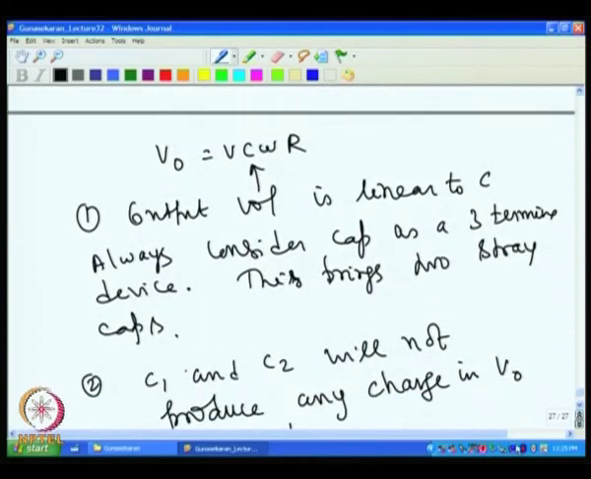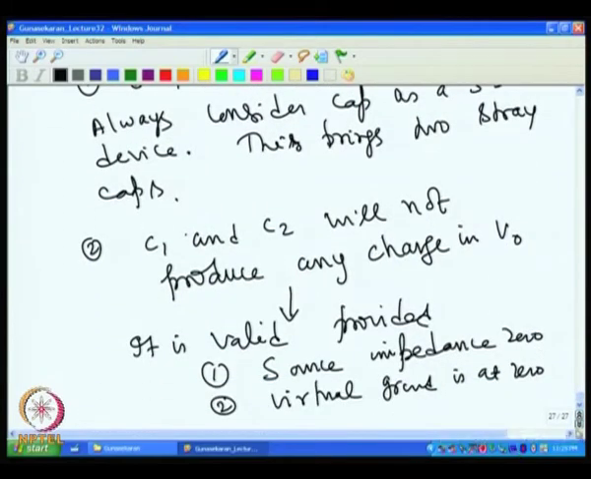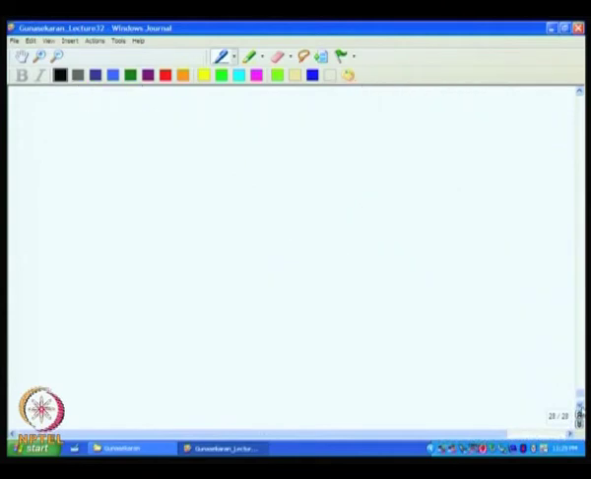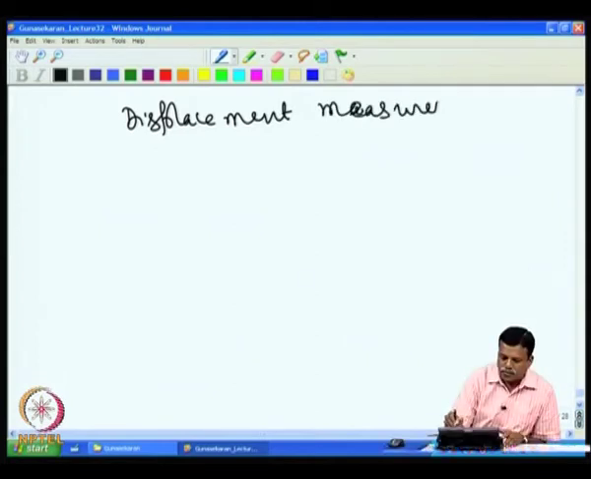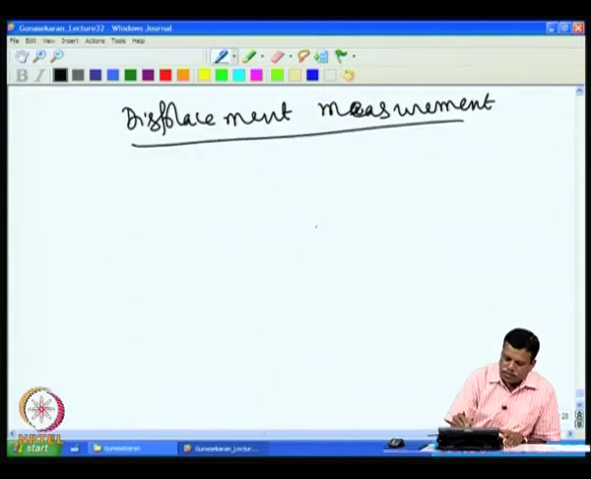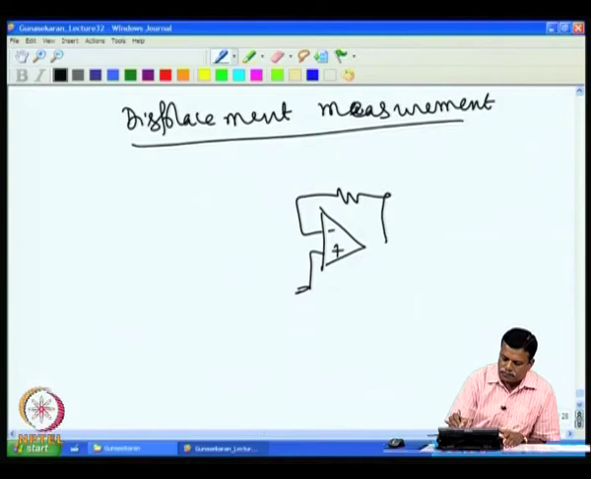Now, if I use this technique for displacement measurement, what are the issues that we will encounter? If we take a displacement measurement, then we will be using this capacitance here, then on the other side we will be connecting a source of voltage V, and then we will be moving the distance.